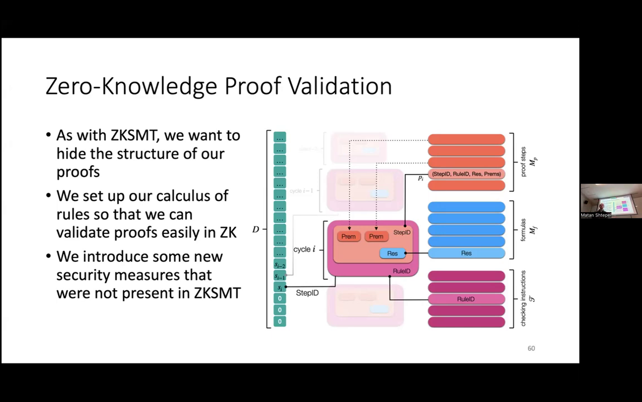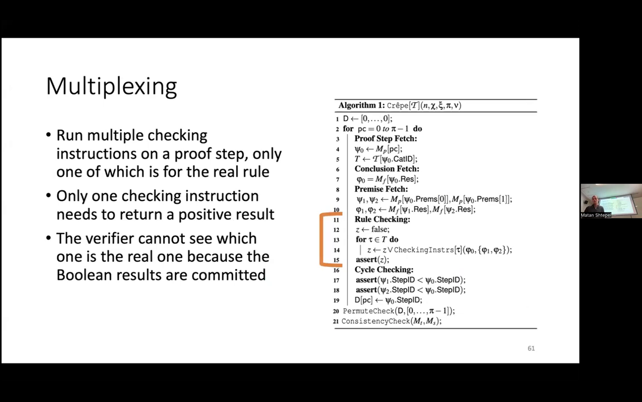However, we do introduce some new security measures that were not present in ZKSMT to hide more information. One of these is multiplexing. When we're validating an individual proof step within CRAPE, we run multiple checking instructions on that step, only one of which is for the real rule that step uses. And only one of those checking instructions needs to return a positive result, namely the real one. And importantly, the verifier can't see which one is the real one because the Boolean results from those individual checkers are committed. And multiplexing lets us hide the frequency distribution of our proof rules within our proofs and not just their relative ordering as we had for ZKSMT.